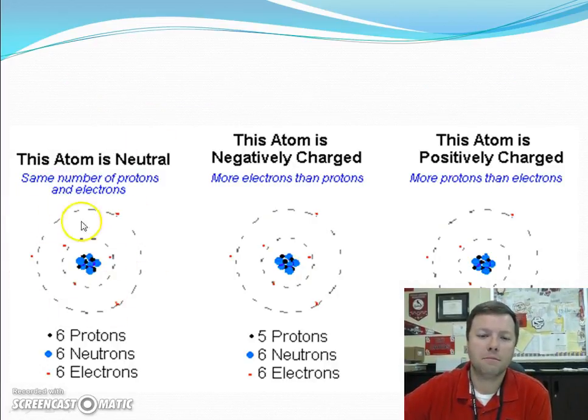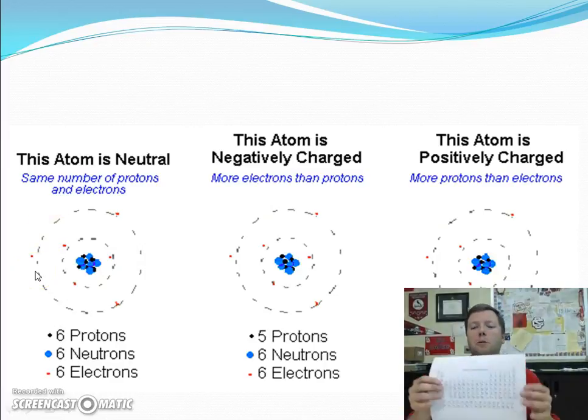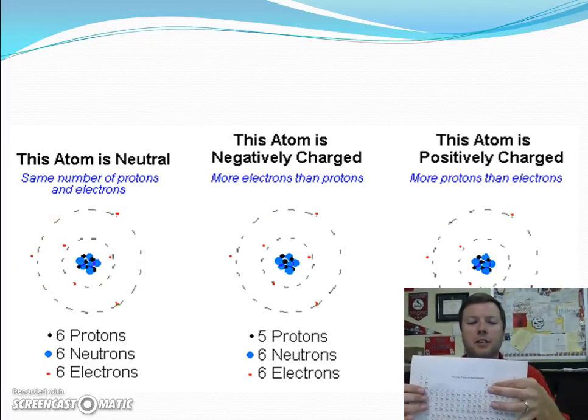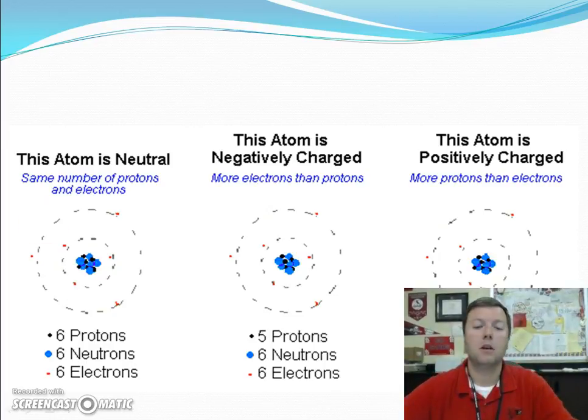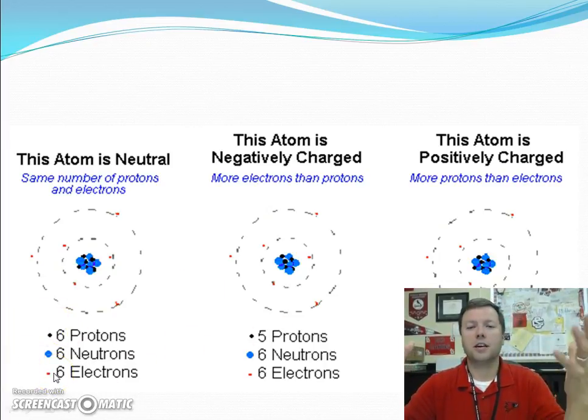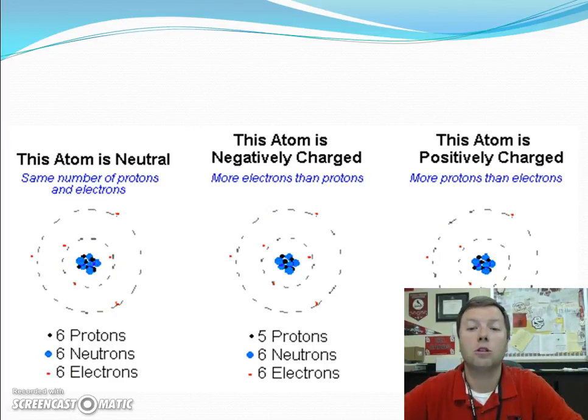This first atom is carbon. How do I know that? We'll get to the periodic table here in a moment, but 6 protons means it's carbon. The neutrons are again neutral, so they don't really affect the electrical charge of the atom or the element. But 6 protons and 6 electrons, those 6 cancel out these 6, and sure enough, you have a neutral atom.